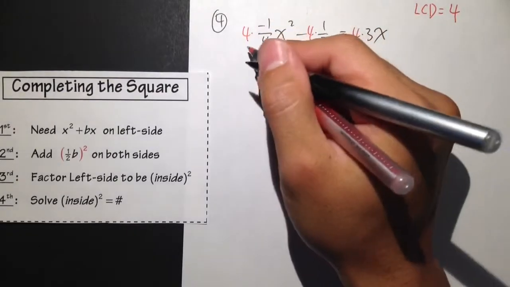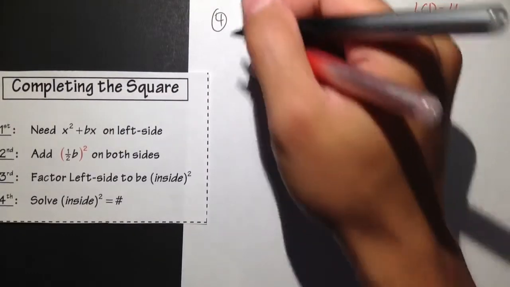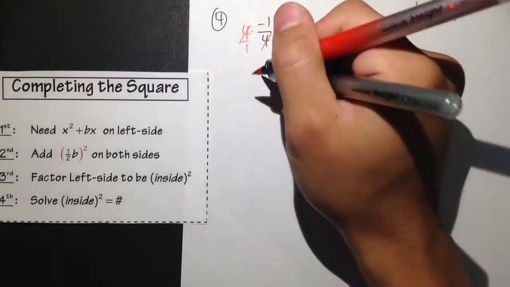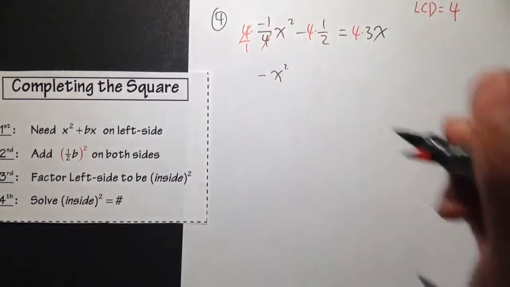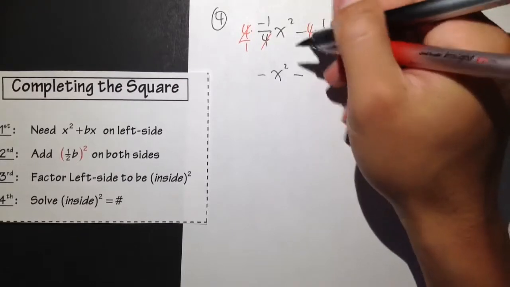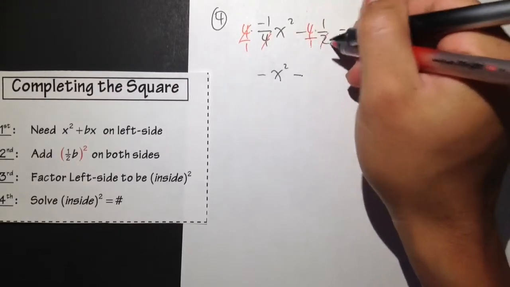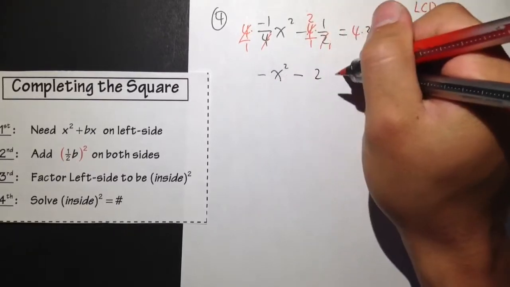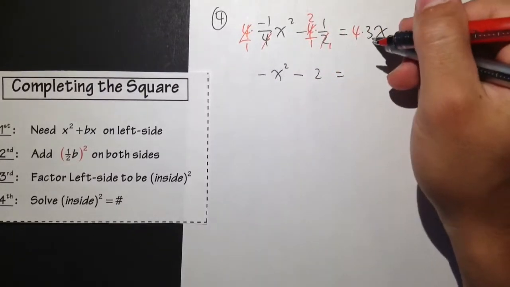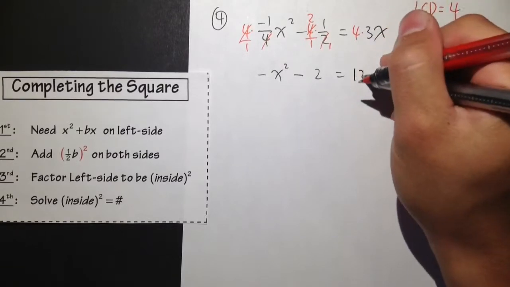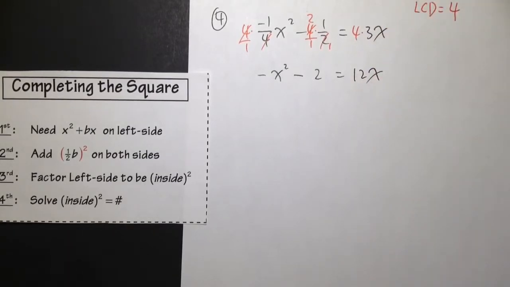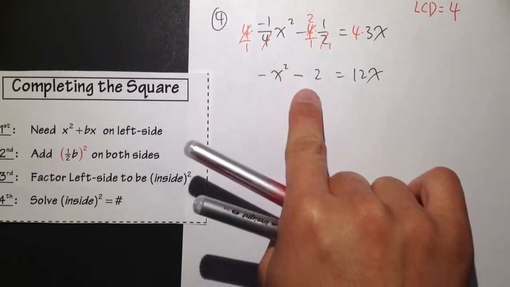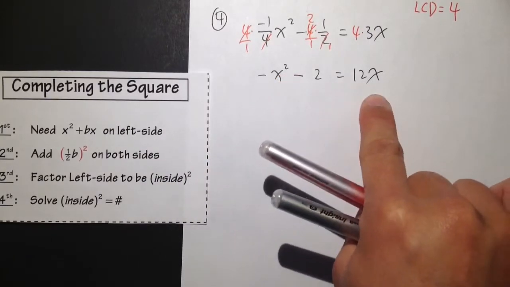So we are going to do 4 times negative 1 over 4. So this 4 and that 4 cancel. I will just have negative x squared minus 4 times 1 half. So 2 goes into 2 once, 2 goes into 4 twice, minus 2 equals 4 times 3x, which is 12x. Okay, so now we have negative x squared minus 2 is equal to 12x.